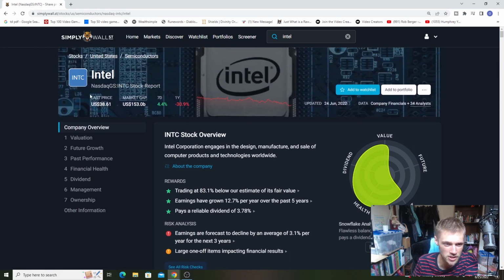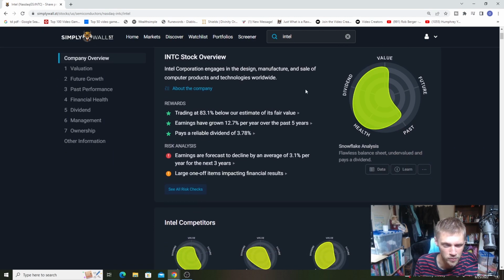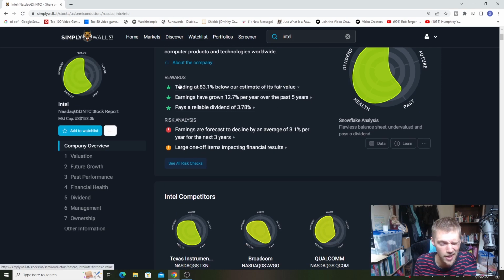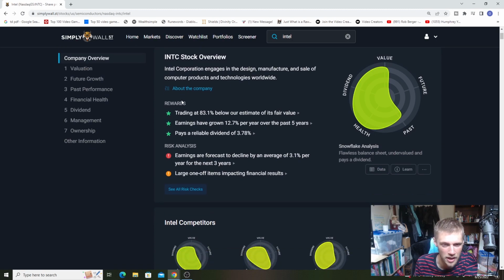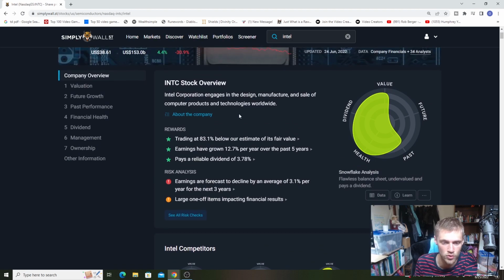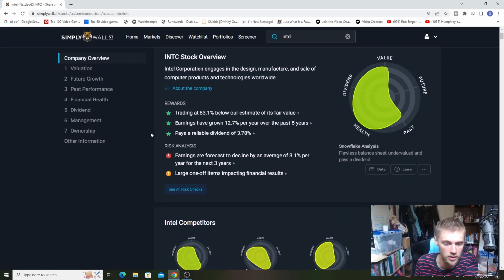So we typed in Intel, we have some different information here. Obviously it's a US based stock, so it's going to be priced in USD. We can see the market cap, 7-day return, and 1-year return down negative 30%. This might be a good stock to buy right now. We have some information about it. Snowflake analysis. The rewards we have is basically saying what is good. Trading at 83% below our estimate of its fair value. So they're basically saying that it's estimated to be a lot higher than it is. And once again, this is probably because it dropped 30%. Most of the US stocks, and especially a lot of the tech stocks, have dropped a lot. So definitely going to be a good stock to look at.